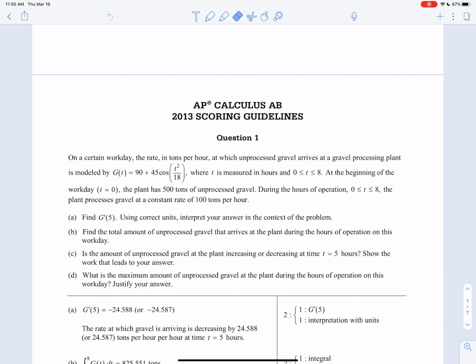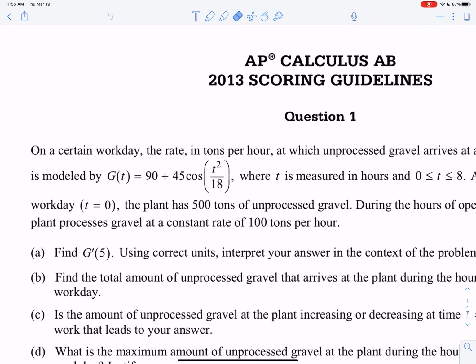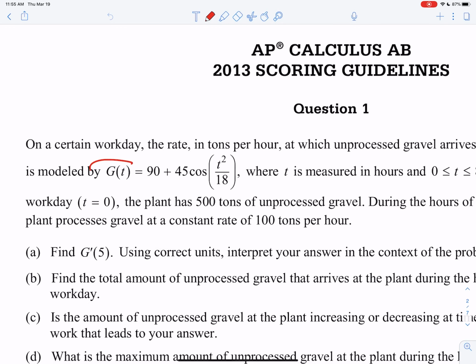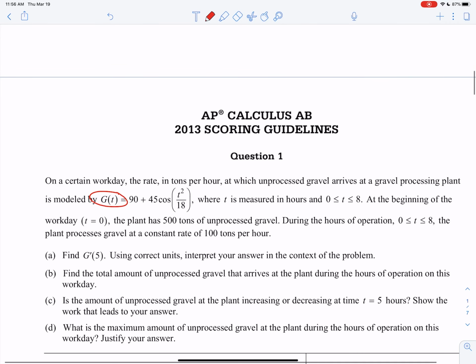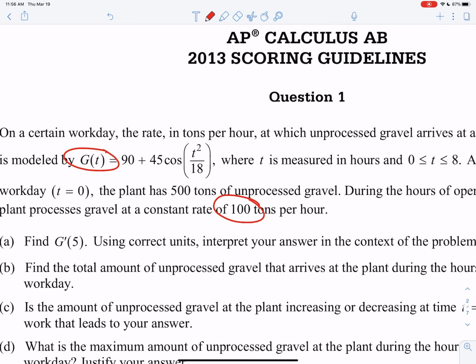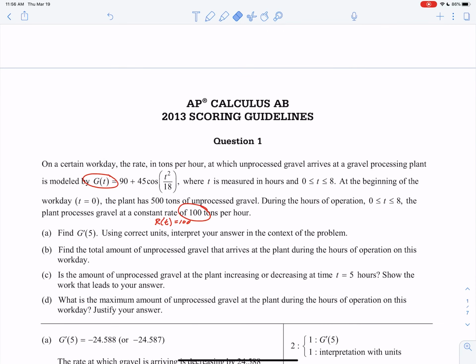So some things to note: the amount that's going in is measured by this rate g of t right here. Now normally there's another function, but that out function is actually going out at a constant rate. This will occasionally happen. That's just saying that this constant rate here is really just 100. It's constant. It's not changing. So just keep that in mind too. So here we go.